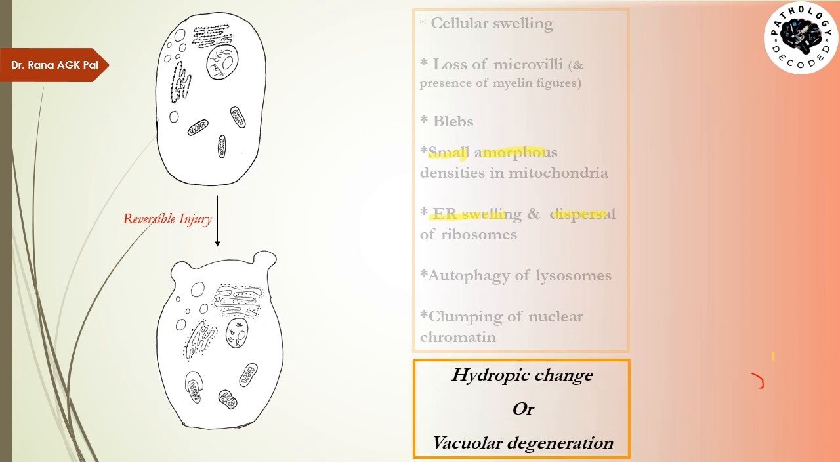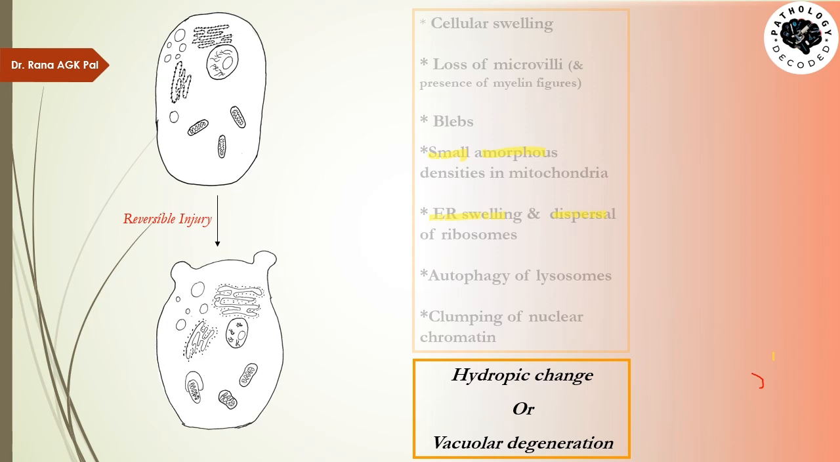Now, if we see it under the microscope, blebs and loss of microvilli and small amorphous densities, endoplasmic reticulum swellings are very difficult to appreciate under a compound light microscope which is present in the lab. They can be appreciated by looking at the cell under electron microscopes, but an electron microscope is rarely available in the labs. It's seen in very high-end labs.